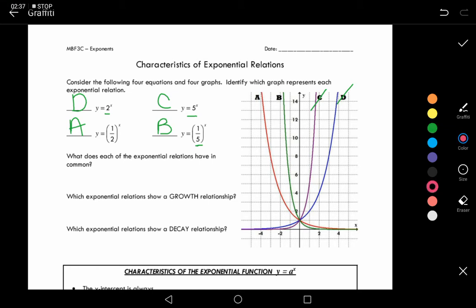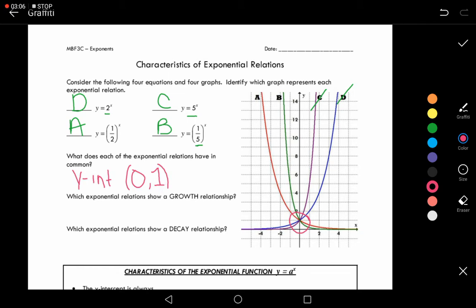The next question says, what does each of the exponential relations have in common? If we look at these graphs here, obviously, yes, they're all raised to the power of x. They have to be, right, to be exponential functions. But we also notice that all 4 of those lines are crossing at the same point. So they all have the same y-intercept, which is (0, 1). They're all crossing at that same point.